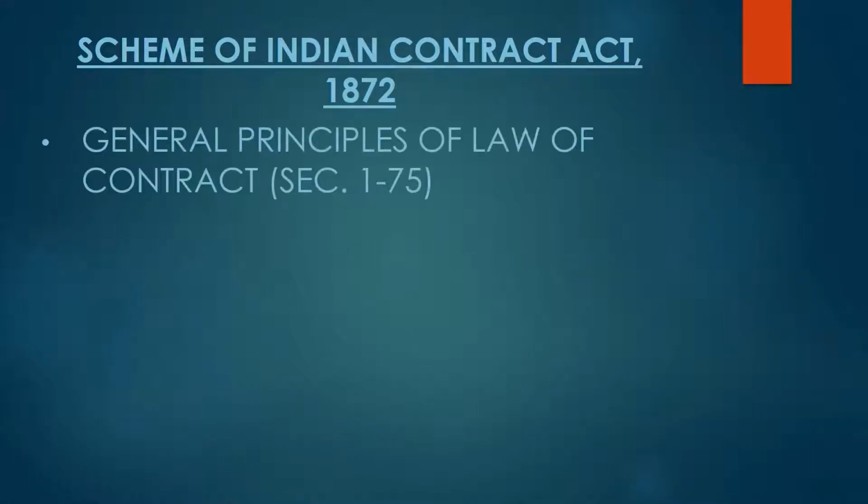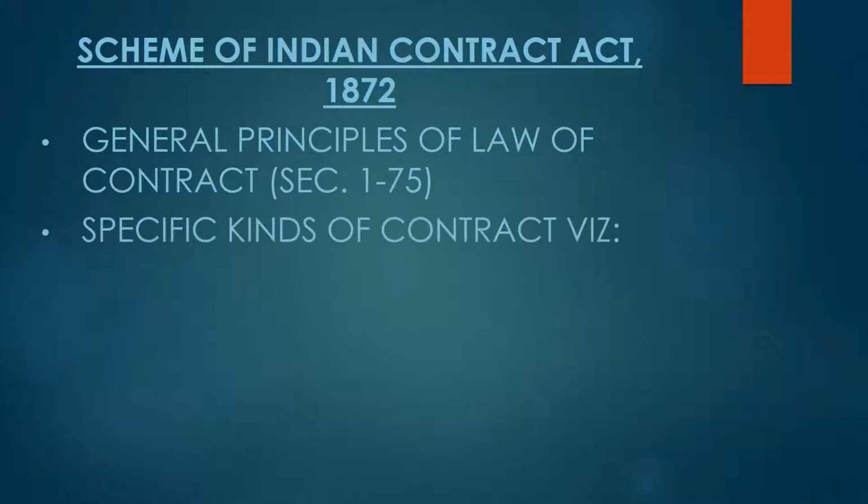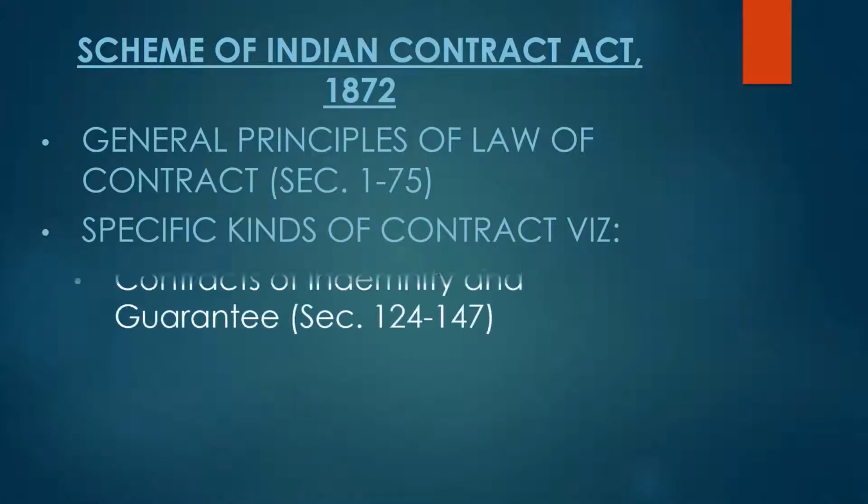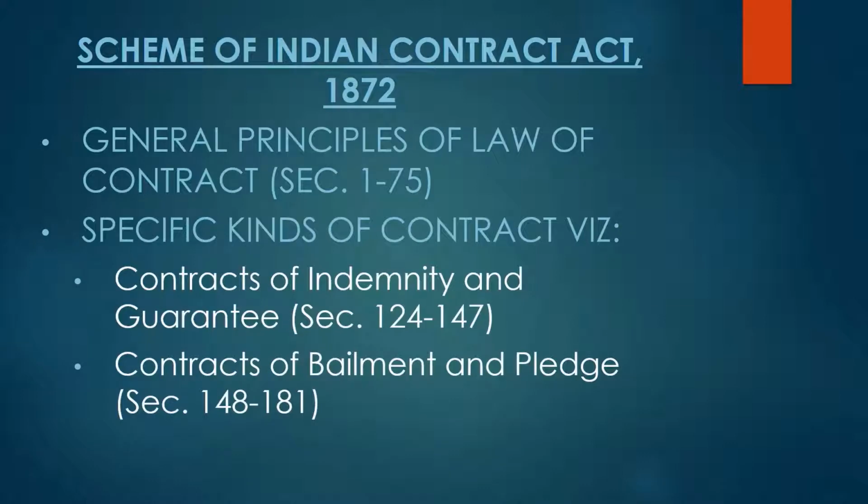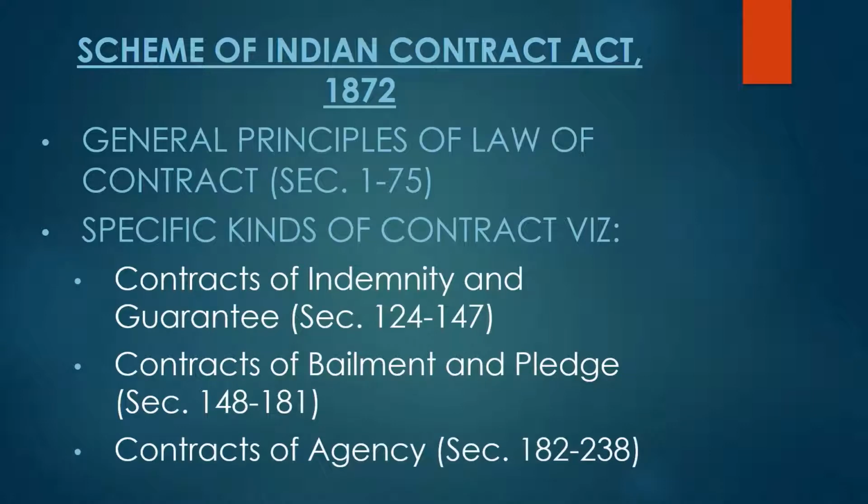Now let's take a look at the scheme of the Act. Section 1 to Section 75 covers general principle of law of contract. Then the Act talks about specific kinds of contract. Section 124 to 147 talks about contract of indemnity and guarantee. Section 148 to 181 talks about contracts of bailment and pledge. Section 182 to 238 talks about contract of agencies.